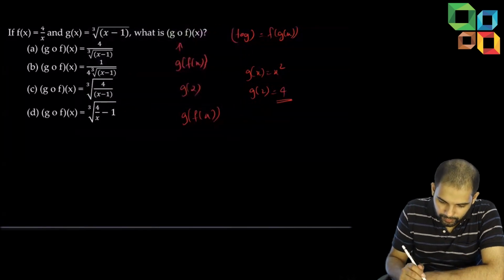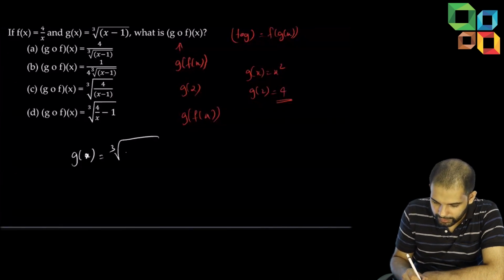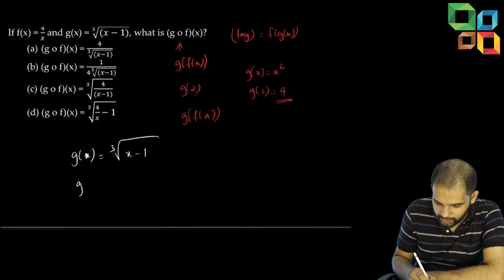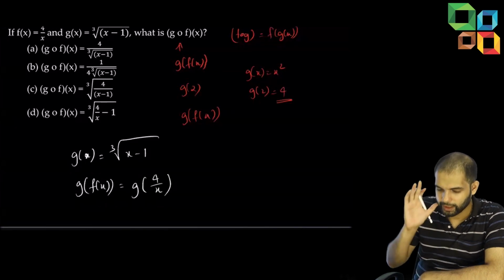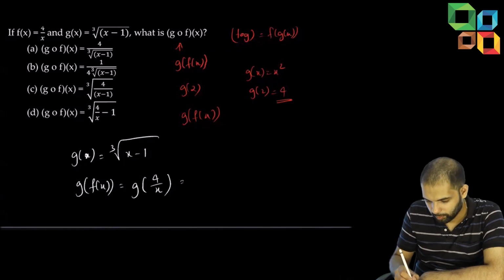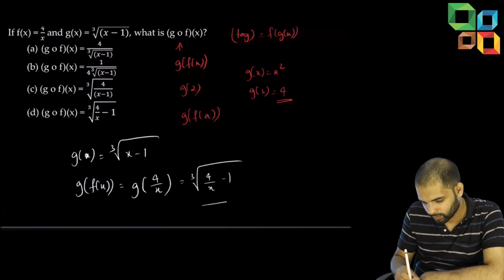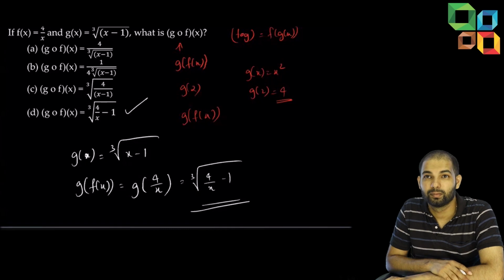So what will you do? g of x is cube root of x minus 1. Now, what is g of f of x? g of f of x is nothing but g of 4 by x. So in place of x, I have to put 4 by x. Nothing new. So it is cube root of 4 by x minus 1. Is it clear?